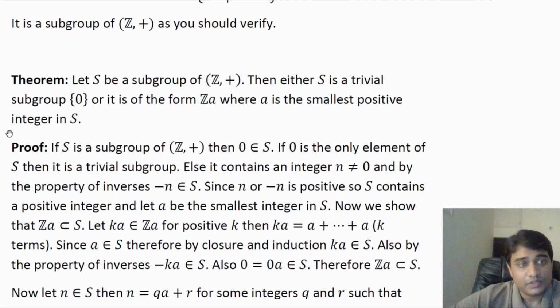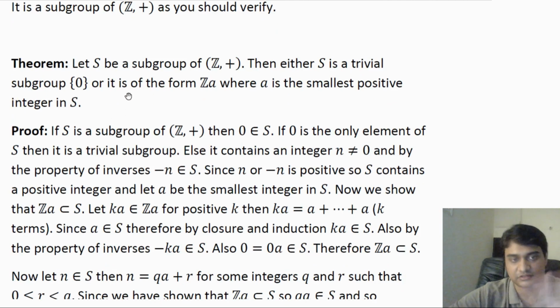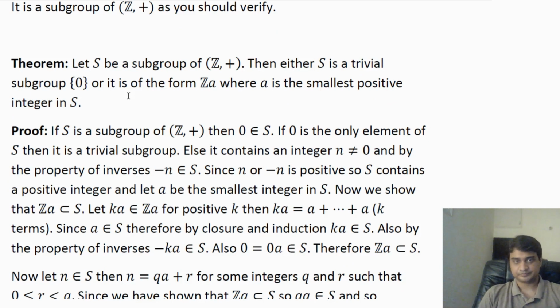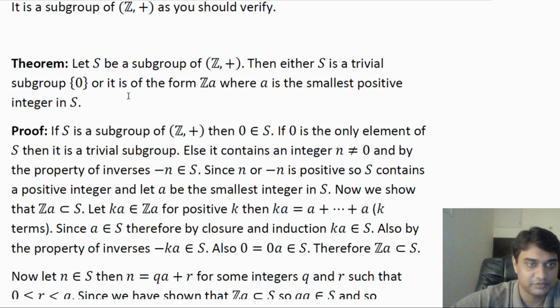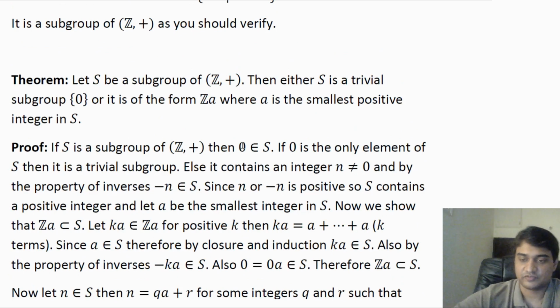Now comes our very important theorem. After we study it, you should keep this in your mind. Let S be a subgroup of Z plus. Then either S is a trivial subgroup, which is just a group containing one element, the identity element, or it is of the form ZA, where A is the smallest positive integer in S. So there are only two possibilities.